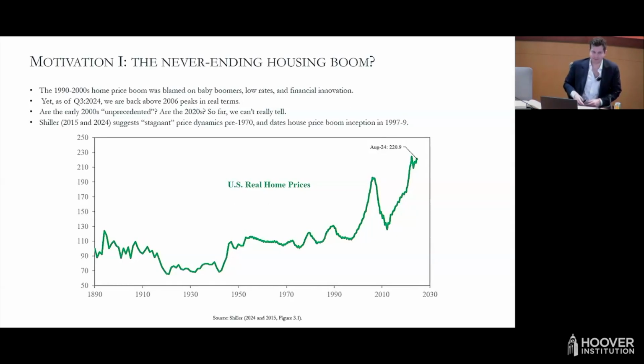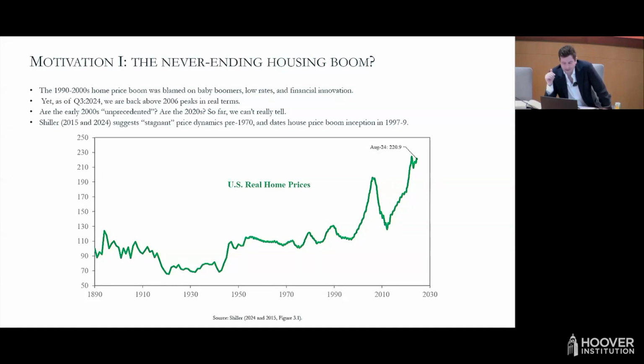Let's kick it off perhaps with this first chart here that many of you will be familiar with. It's simply Bob Shiller's real home price index that he keeps updating on his website, and that was one of the prominent charts in his book in 2015. But you can access the data, and he keeps updating this on a monthly basis.